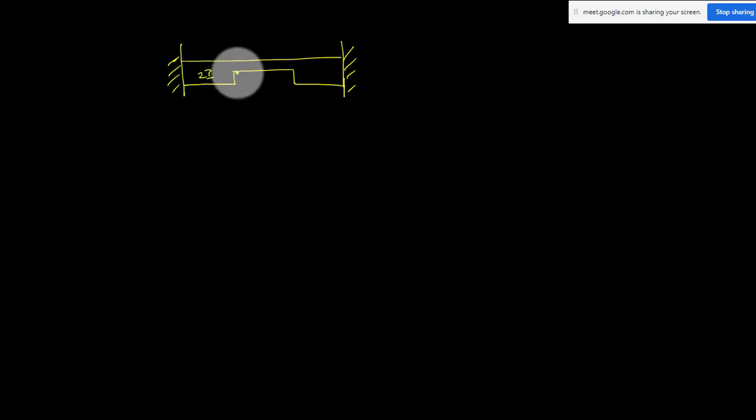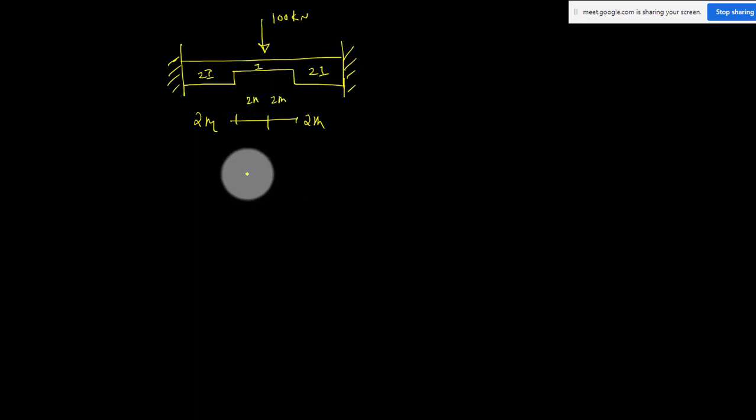So 2I, I, 2I, and 100 some load is there. So this is 2 meter, this is 2 meter, and again this 2 meter. Total I have 8 meter. Okay, the total length of your beam is 8 meter. So this is A and it is B.